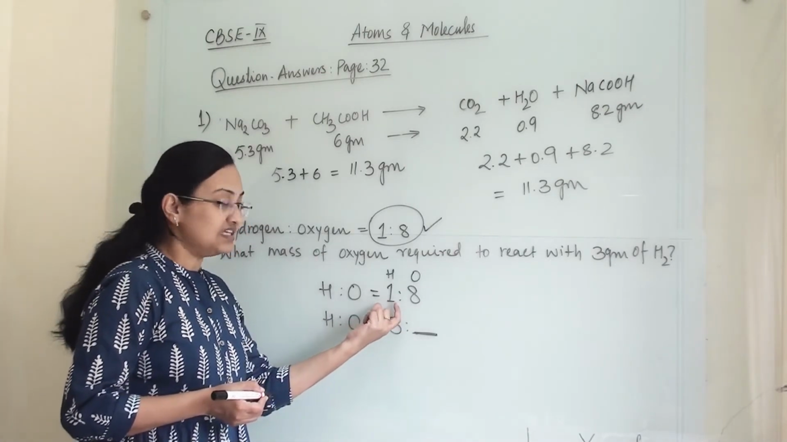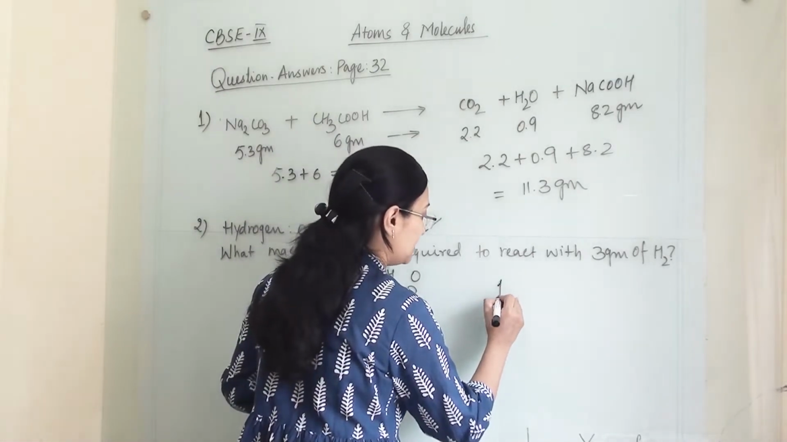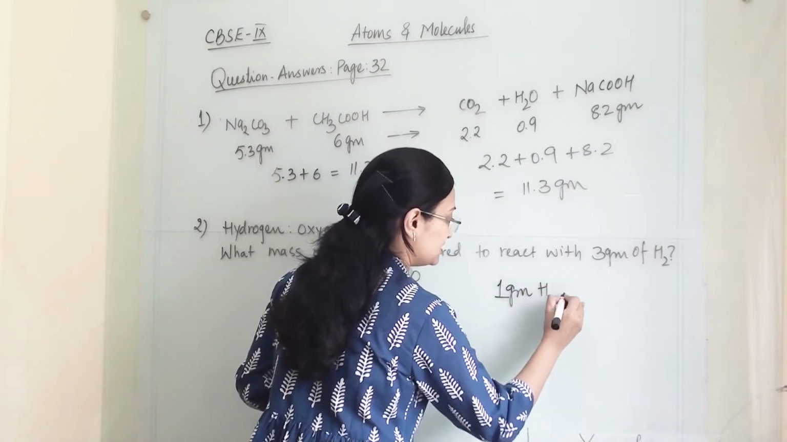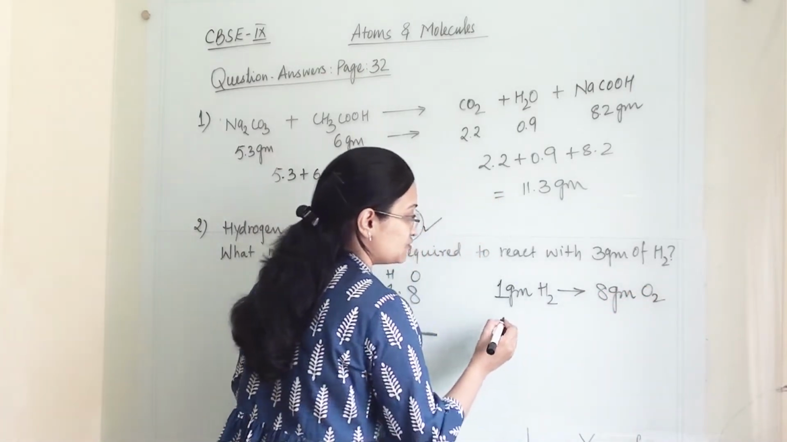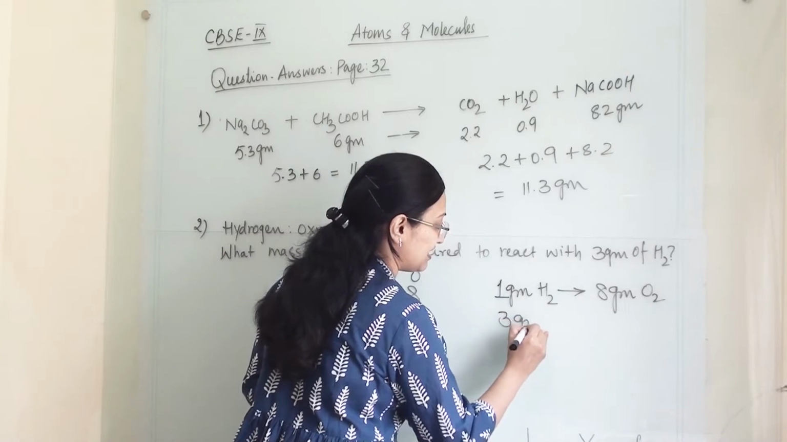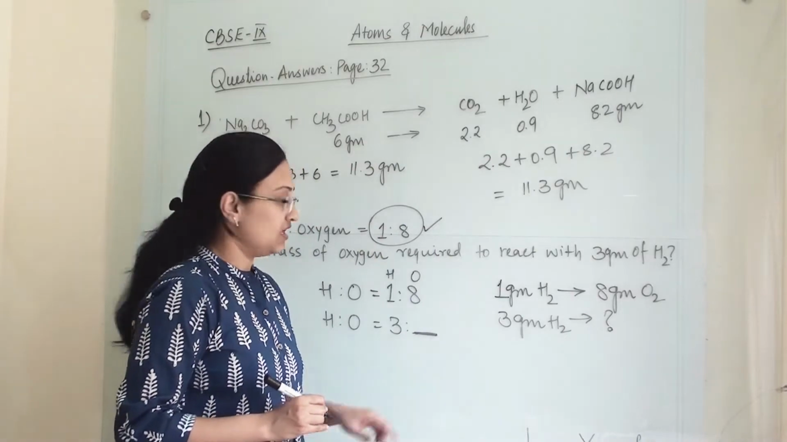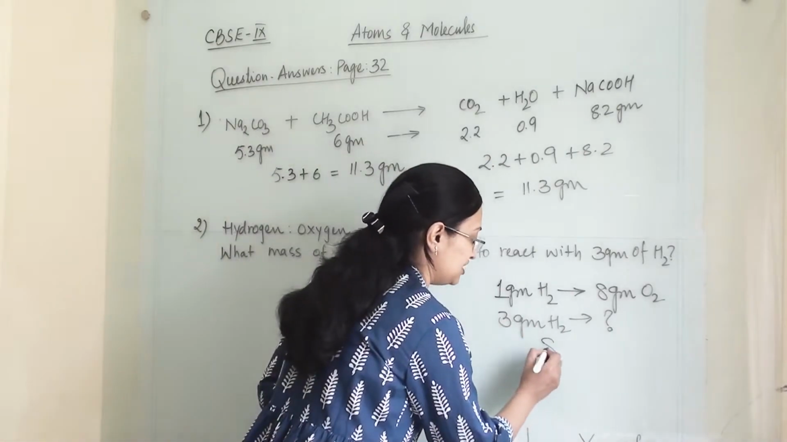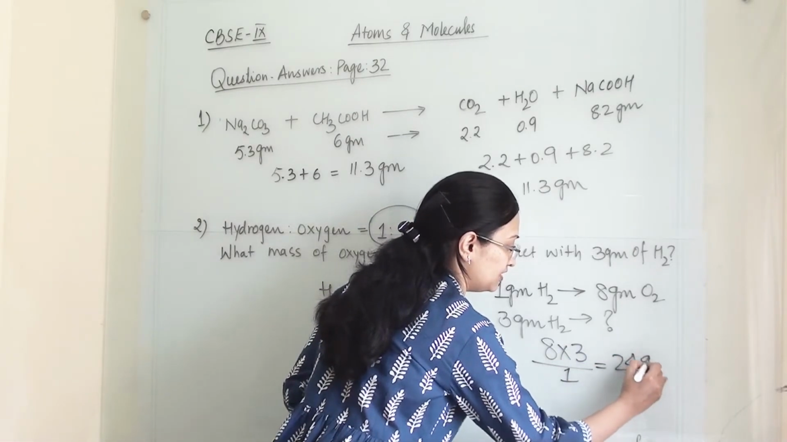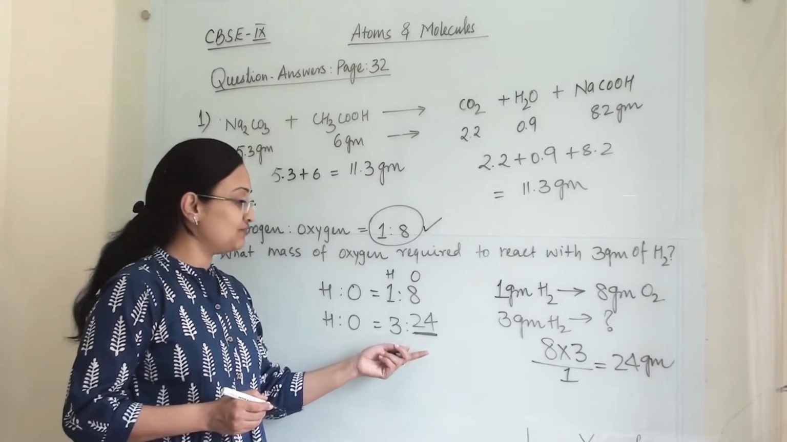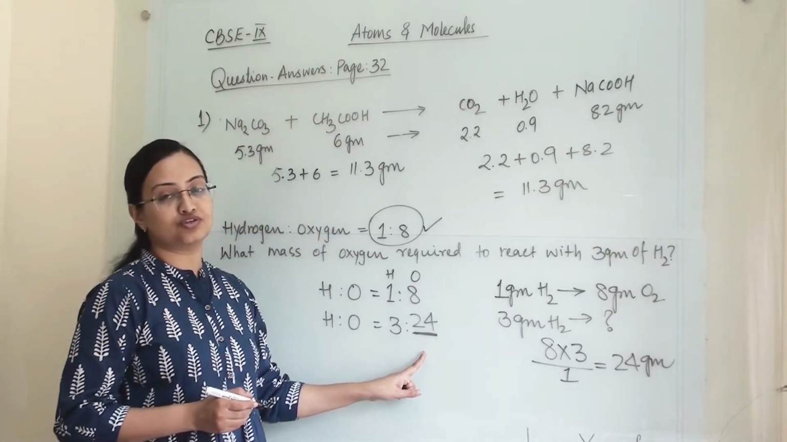Or if this number is other than 1, then we can calculate like this: 1 gram of hydrogen reacts with 8 gram of oxygen. So if we have 3 gram of hydrogen, then how much oxygen do we require? To calculate the amount of oxygen we need to multiply 8 into 3 divided by 1. So here 24 gram. So how much oxygen do we require to react with 3 gram of hydrogen? 24 gram of oxygen we require.